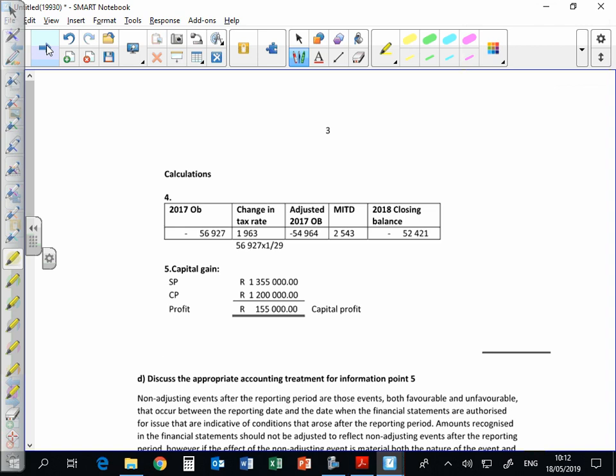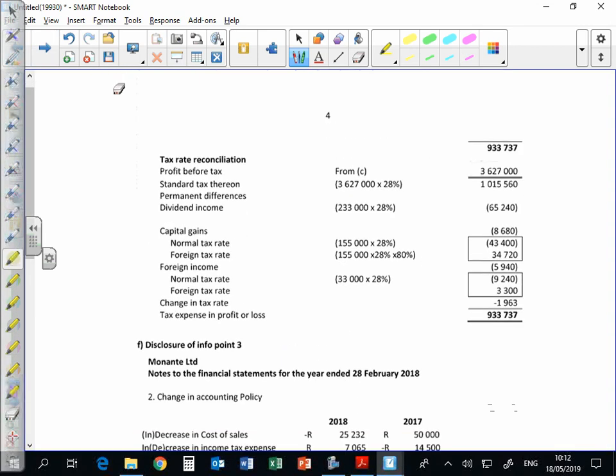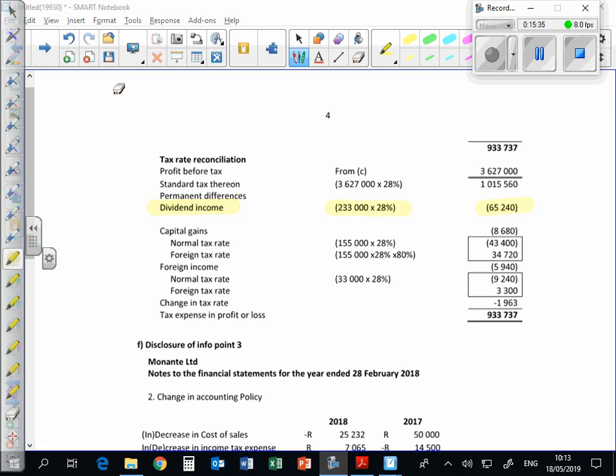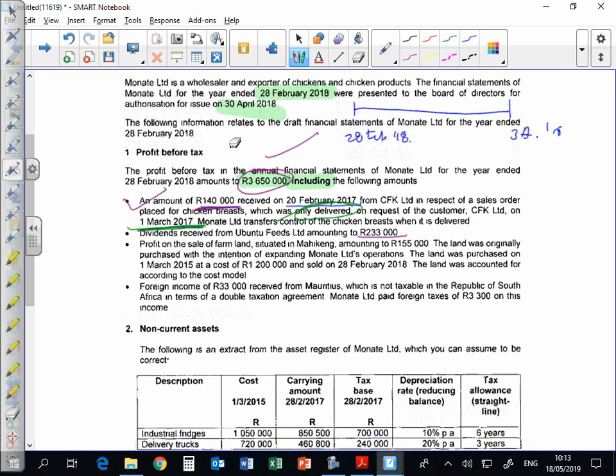So that's our dividend income over there. And we also know that they asked us for our whole tax rate recon. Under our tax rate recon, we've got our dividend income. We times our 233 by 28%, and we include only 65,240. That is negative. We want to not tax that. Is everyone happy? Great. So we're done with this point.